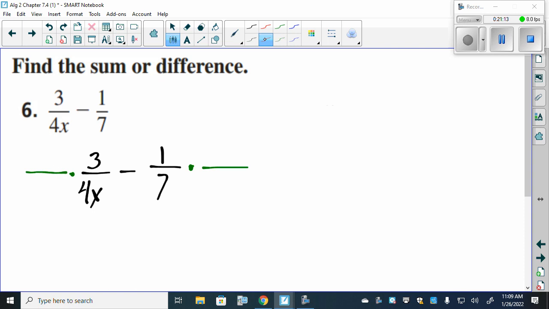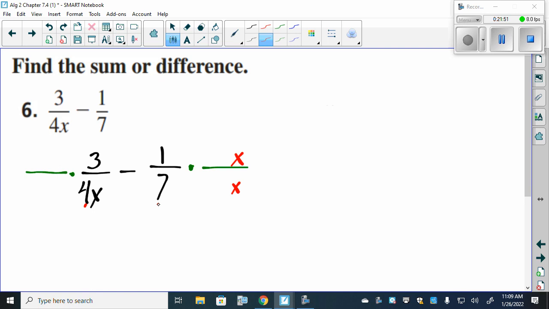So the first thing we're looking at is, we can go either direction, but we need to see what 4x has that 7 doesn't. Well, the x, yes? So we know for certain I need to multiply this side by x and x, yes? And that would take care of all the variables on both sides, yes? Both denominators will have the same number of variables. Now we need to get 4 and 7 to be the same, yes?